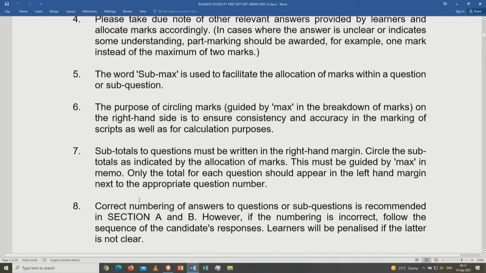And then number 6, the purpose of circling marks on the right-hand side is to ensure consistency and accuracy in marking of scripts, as well as for calculation purposes. All marks must be circled and be put on the right-hand side. And then subtotals to questions must be written on the right-hand margin. Circle the subtotals and indicate by the allocation of marks. This must be guided by max in the memo. Only the total for each question should appear in the left-hand margin next to the appropriate question.